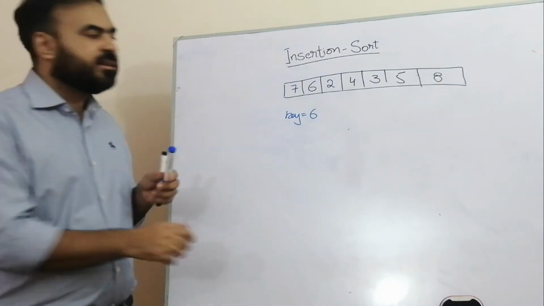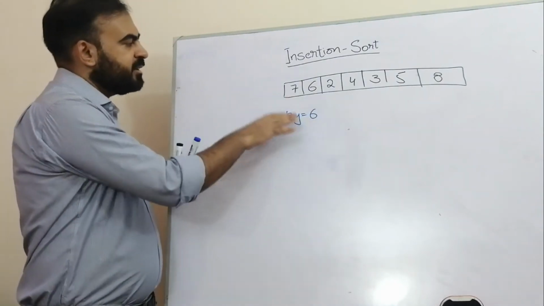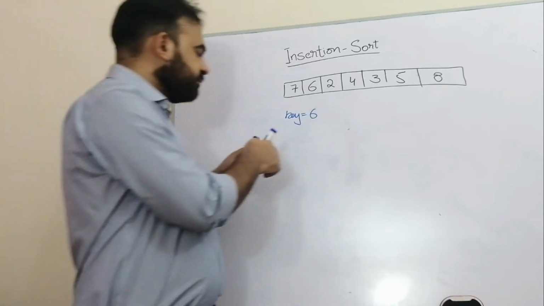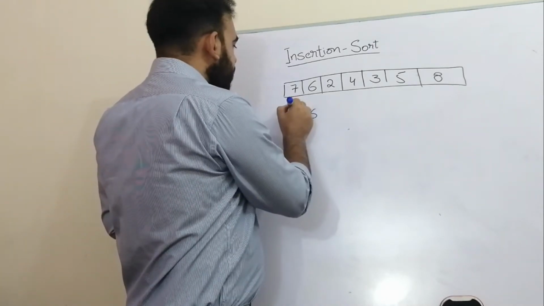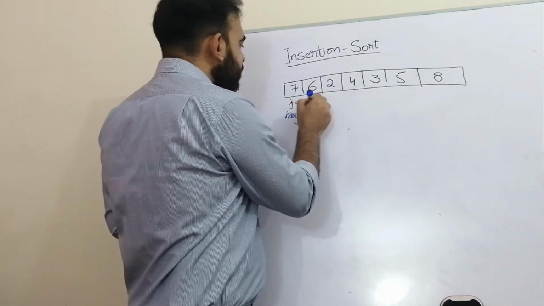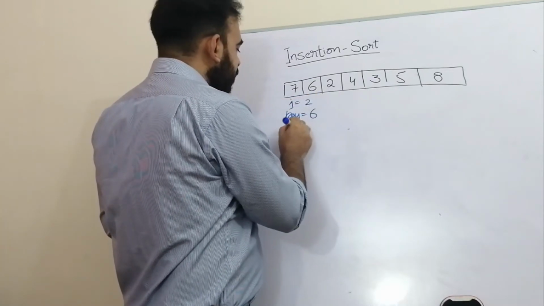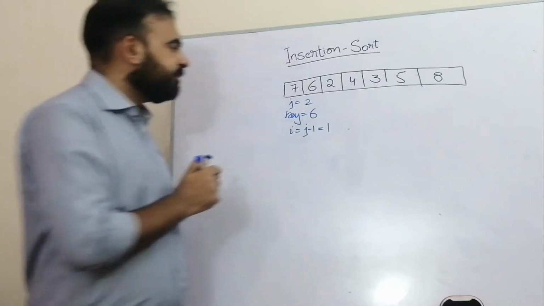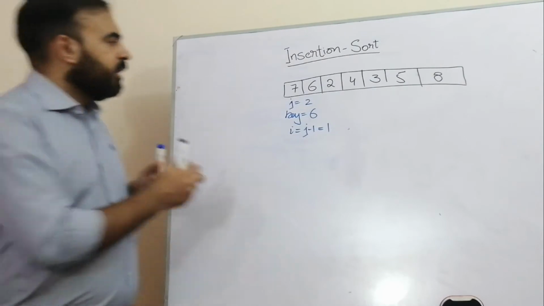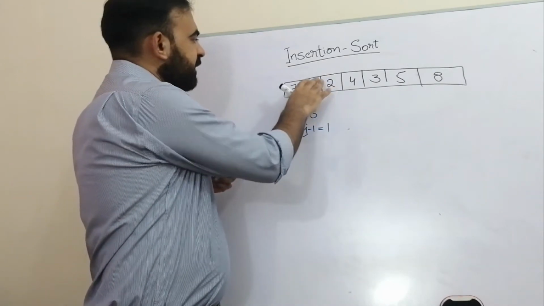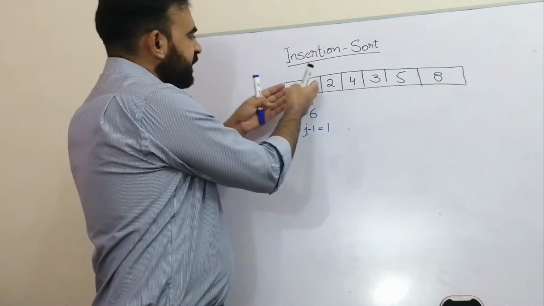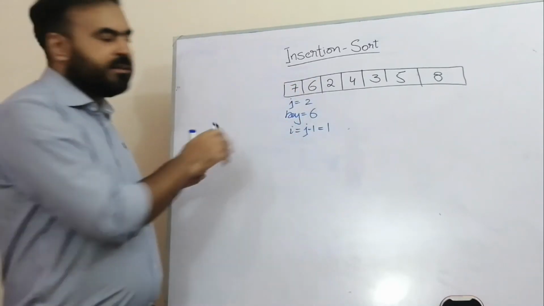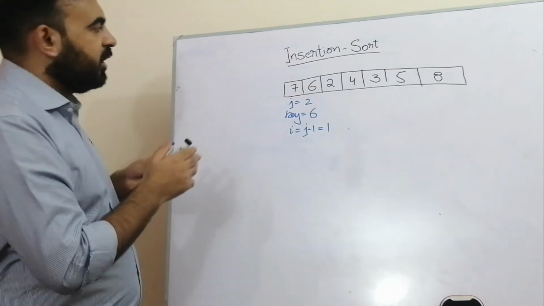Insertion sort starts with the second element because it says that the first element is by default sorted. So j starts from 2 and i starts from j minus 1, so it will be 1. What you do is save the element for which it's going to find the correct position in a variable called key, and then it starts finding its correct position. How will it do that? Let's see.